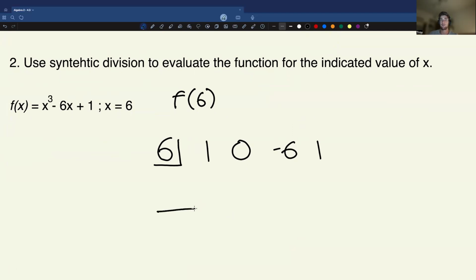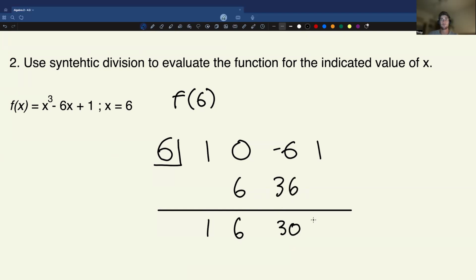And I can now evaluate this function super quickly. So 1, 6, 6, 36, 30. 30 times 6 is 180. 180 plus 1 is 181. And there's my answer. It's 181 because that's the remainder when I divide by x minus 6.